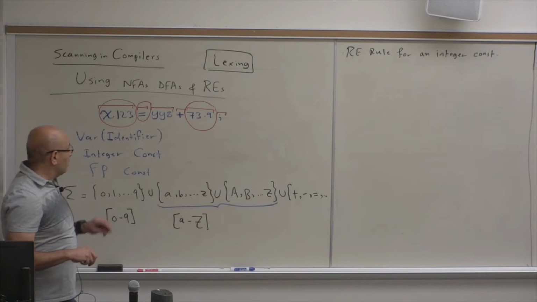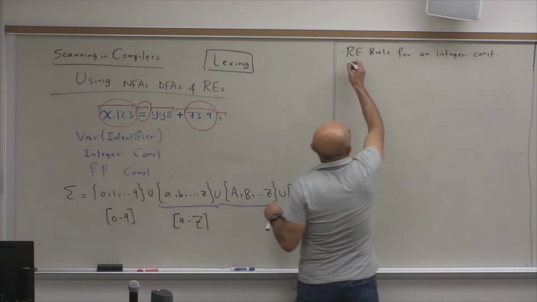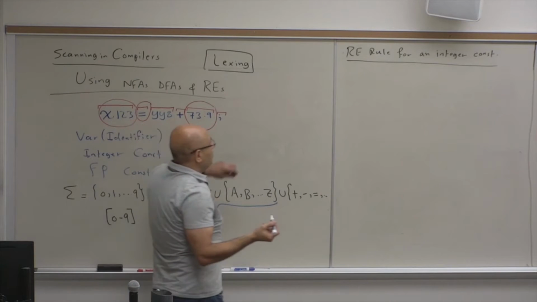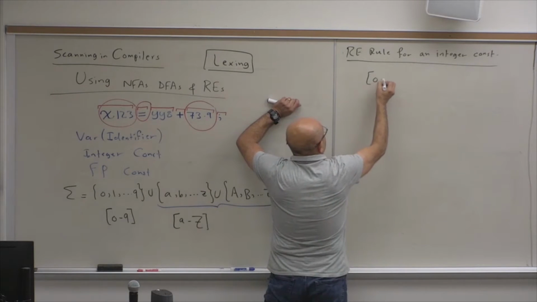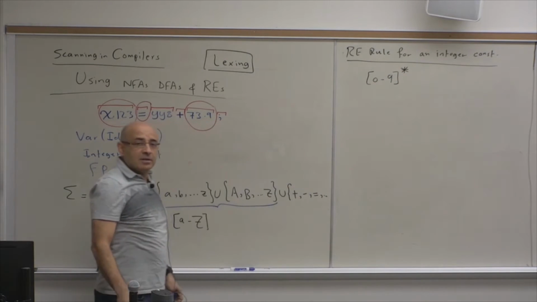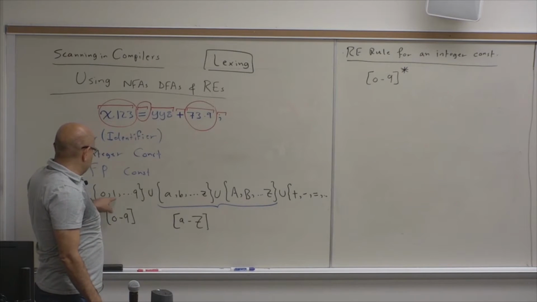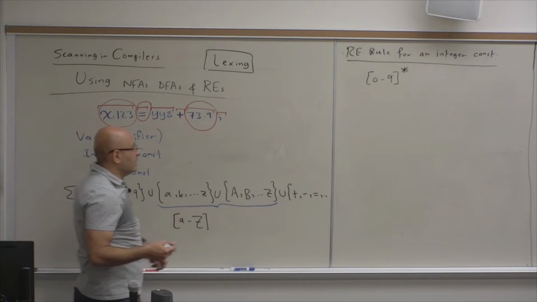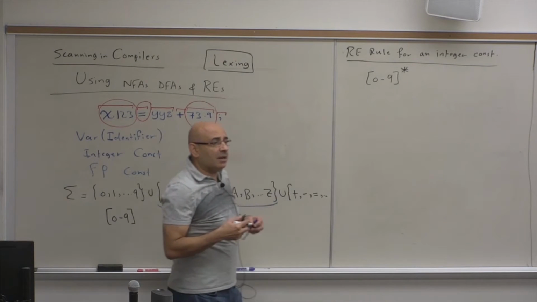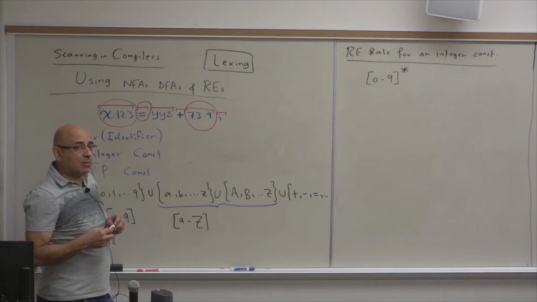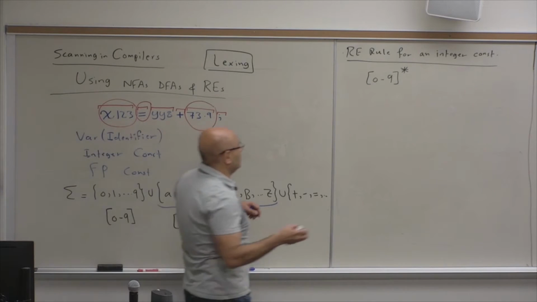Okay? So now given this, a first attempt at a regular expression for an integer constant would be something like [0-9]*. So any number from 0 to 9, and you repeat it as many times as you want. So this is the regular expression. But this can generate things that are normally undesirable, like the empty string. So this can generate the empty string.